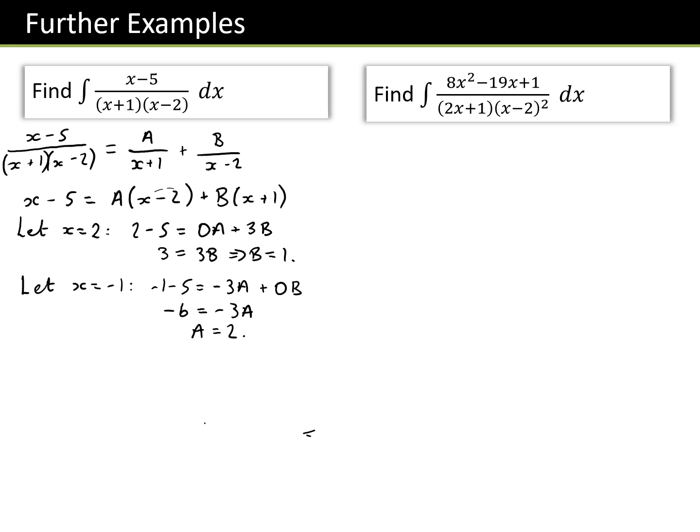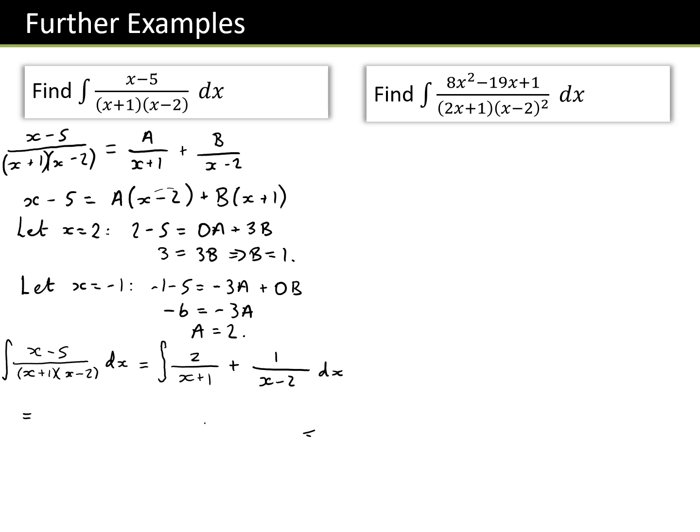Okay, so our original integration is equal to these partial fractions. So a is 2, so 2 over x plus 1 plus 1 over, because b is 1, x minus 2, dx. Now the 2 on the top is just multiplied by the fraction, really, isn't it? It's just the same as saying 2 times 1 over x plus 1.